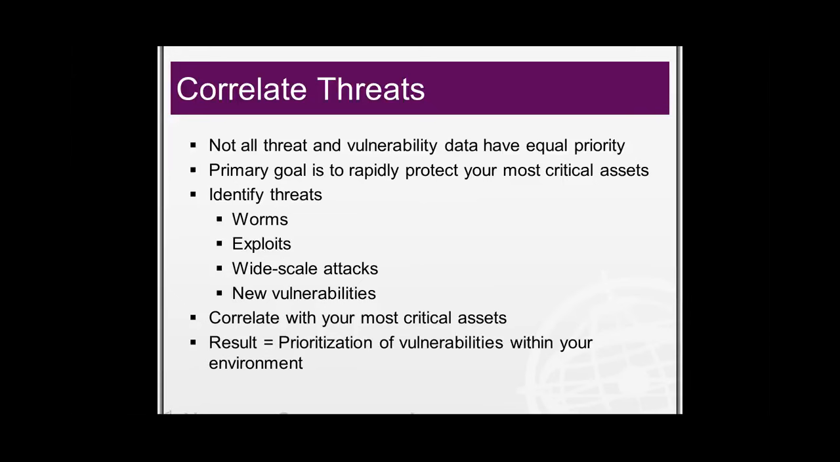So not all threats and vulnerabilities have equal priority, as we already stated. The primary goal you all have as security professionals is to make sure that you can rapidly protect your most critical assets should you be attacked. So you have to identify various threats like worms, exploits, hacking, APTs, new vulnerabilities, whatever they may be. And then you correlate with your most critical assets, okay, the critical assets versus those vulnerabilities. And then the result is going to be you prioritizing those vulnerabilities in your own particular environment. Next slide.